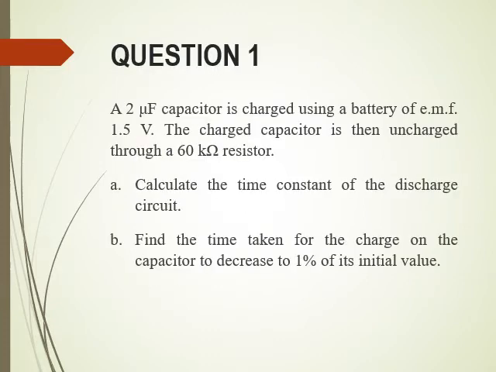Question 1. A 2 microfarad capacitor is charged using a battery of EMF 1.5 volt. The charged capacitor is then discharged through a 60 kilo ohm resistor. A. Calculate the time constant of the discharge circuit. B. Find the time taken for the charge on the capacitor to decrease to 1% of its initial value.